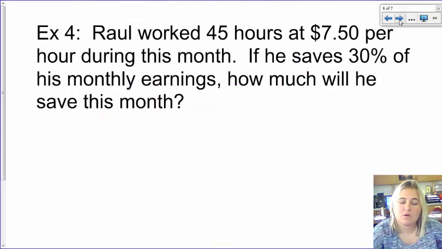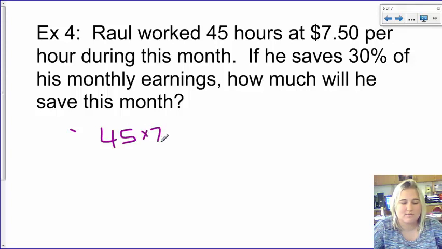Last one. Raul worked 45 hours at $7.50 per hour during this month. If he saves 30% of his monthly earnings, how much will he have saved this month? Before I can figure out how much he saved, I need to figure out how much he has made. So I'm going to take 45 hours times the hourly wage that he's getting, which is $7.50, so 7.5.